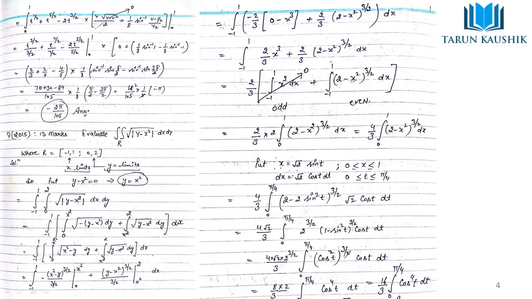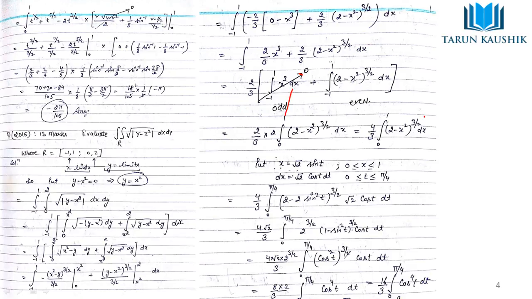If you do not understand, then you can always put it in the comment box section. After that, we have reached up to this portion. It's a very simple procedure, you can always solve. This is the odd portion, so the limits will become 0. This is the even portion, so this becomes this.